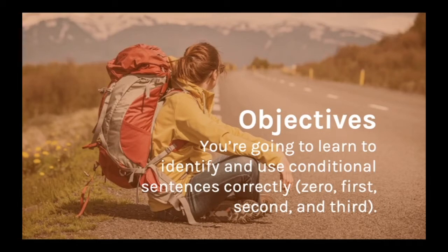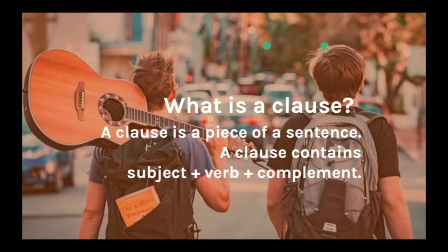There are 4 types of conditional sentences: 0, first, second, and third. I'm going to give you some examples of each type of conditional sentence, and the idea is that you learn the differences and you can use them correctly. Welcome. But before we start, I want you to remember something important.